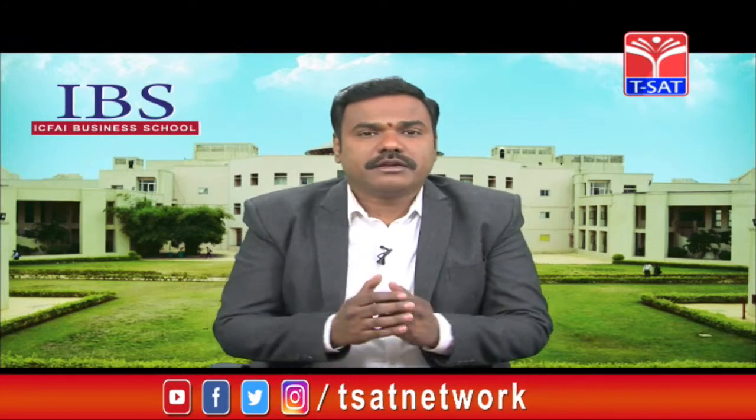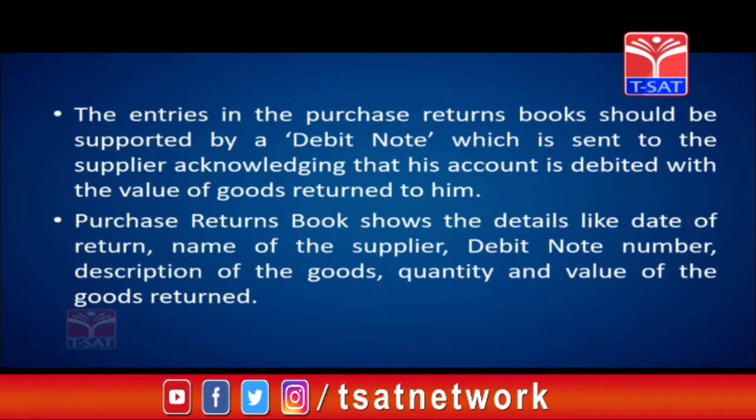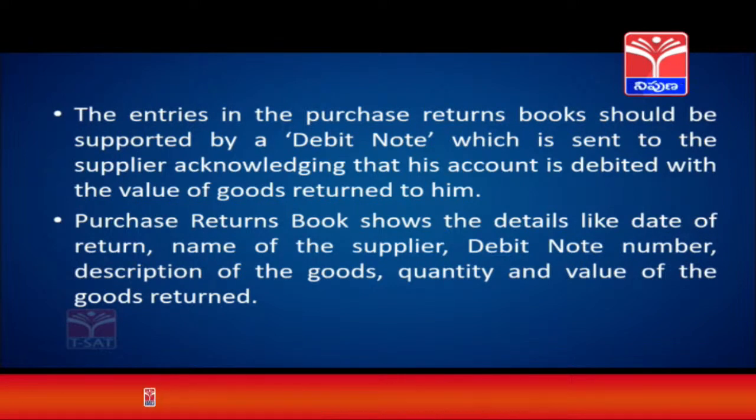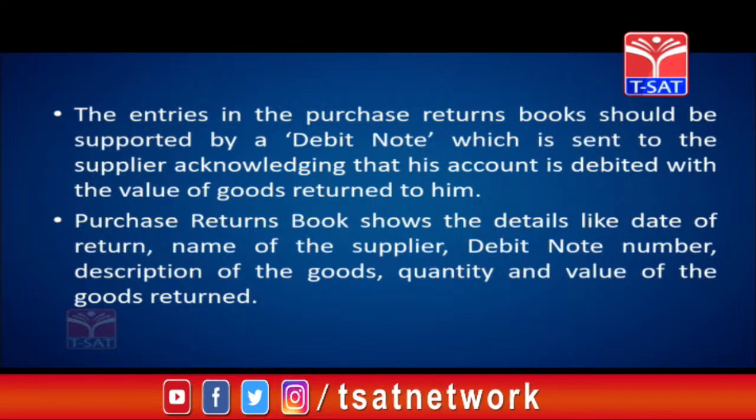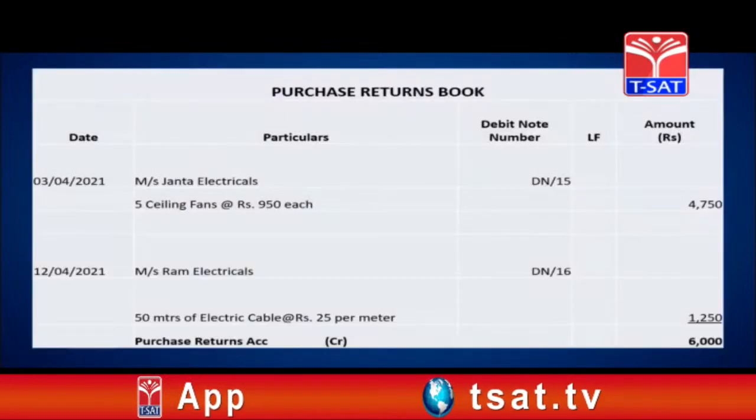Now let us see, the entries which are made in purchase returns book are supported by a debit note. The debit note issued by you to your supplier states that his account is debited with the value of goods returned to him. The purchase returns book shows the details of the date on which you return the goods, to whom you return the goods, debit note number, description of the goods, quantity and value of the goods returned to your supplier. Now let me illustrate a purchase returns book.